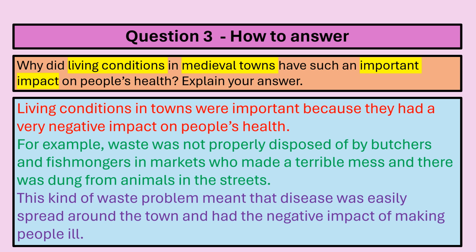For example, waste was not properly disposed of by butchers and fishmongers in markets who made a terrible mess, and there was dung from animals in the streets. I've got some facts in there about waste, who produced the waste. But then, more importantly, I need to explain why that had an impact. This kind of waste was a problem, meant that diseases were easily spread around the town, had a negative impact, making people ill. Again, I've got phrases in there, this kind, easily spread, negative impact. I'm stressing how important, negatively, that waste was.